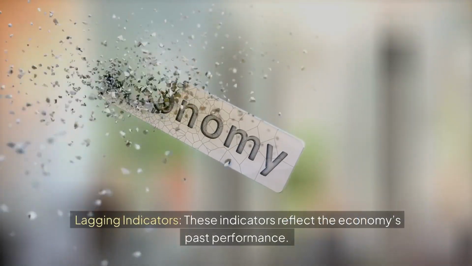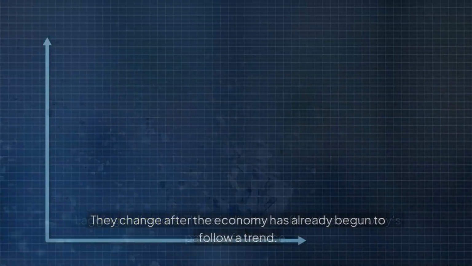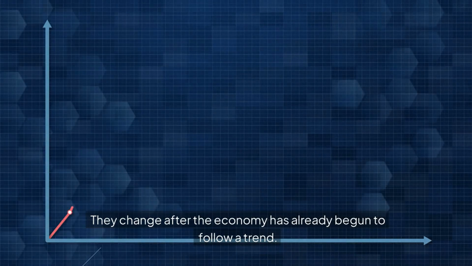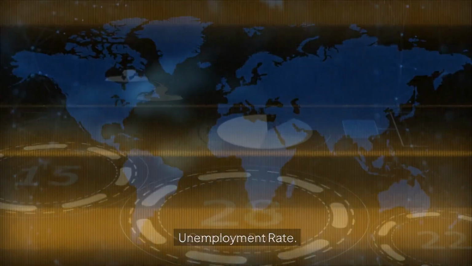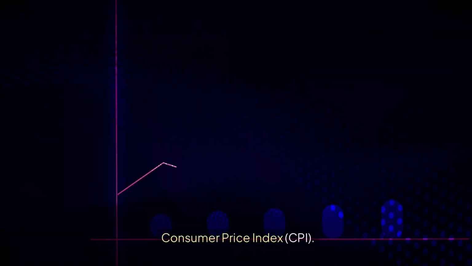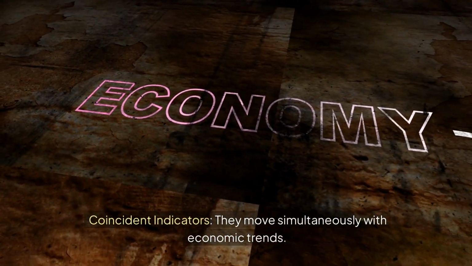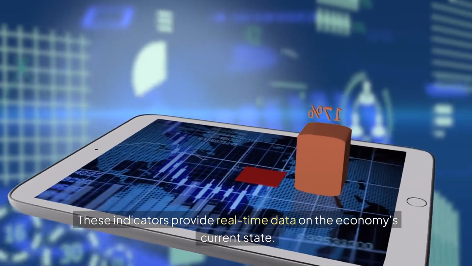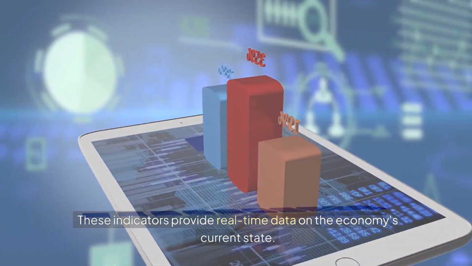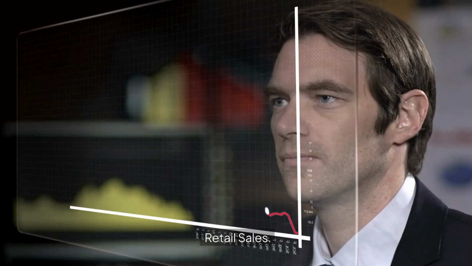Lagging indicators. These indicators reflect the economy's past performance. They change after the economy has already begun to follow a trend. Examples include unemployment rate, corporate profits, consumer price index, CPI. Coincident indicators. They move simultaneously with economic trends. These indicators provide real-time data on the economy's current state. Examples include GDP, employment levels, retail sales.